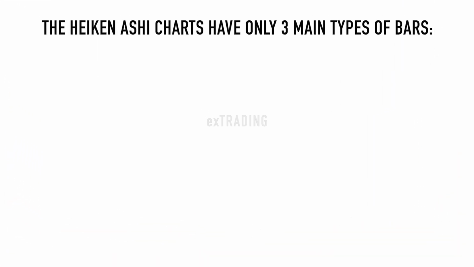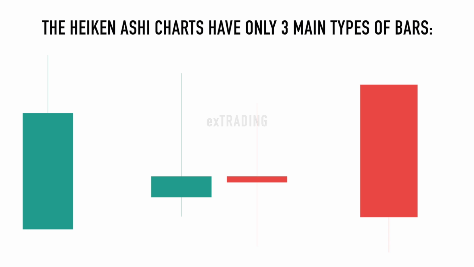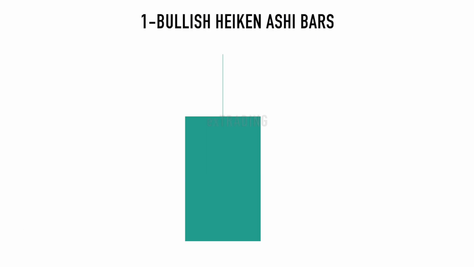But the Heiken Ashi charts have only 3 main types of bars: bullish bars, indecision bars, bearish bars. First, bullish Heiken Ashi bars.